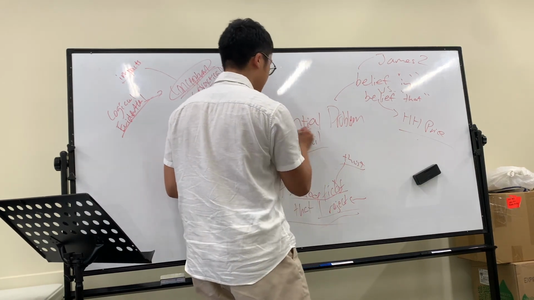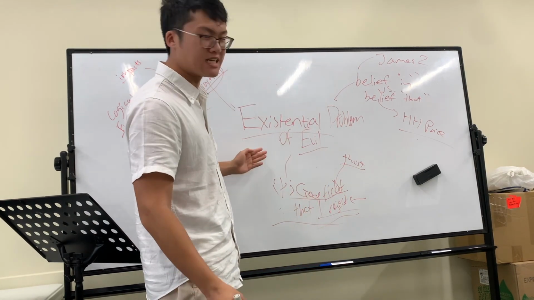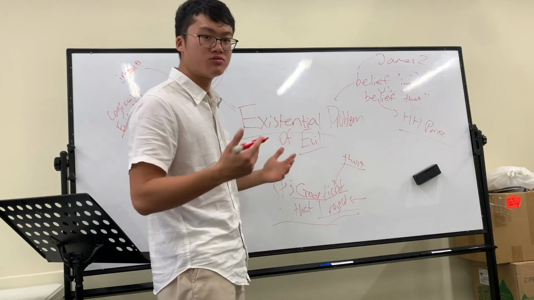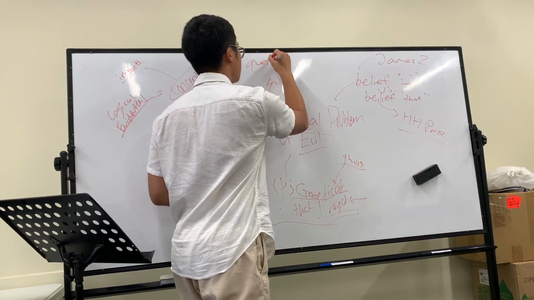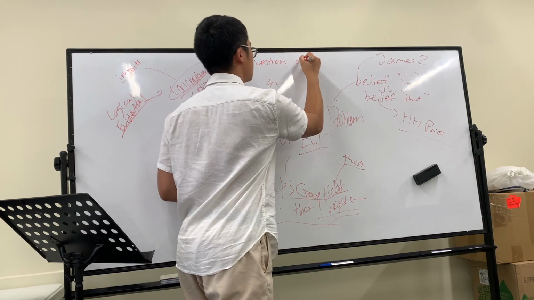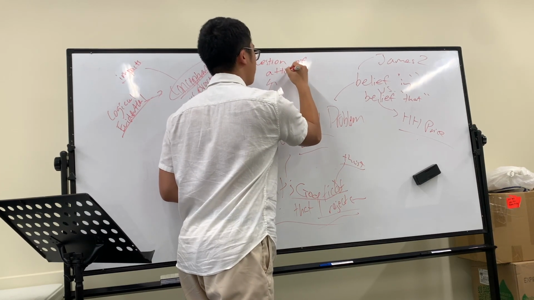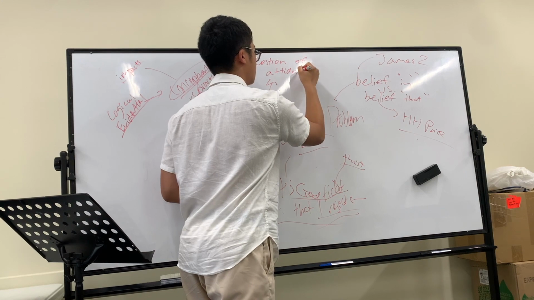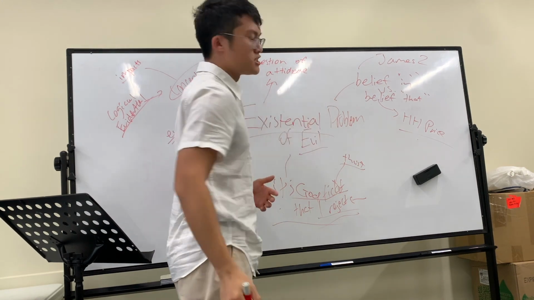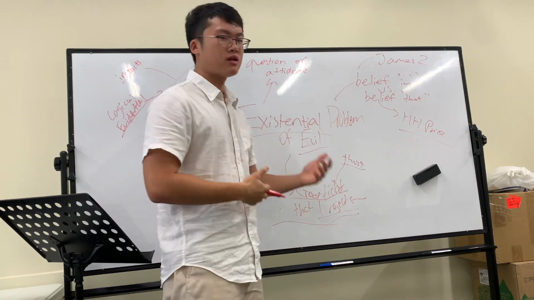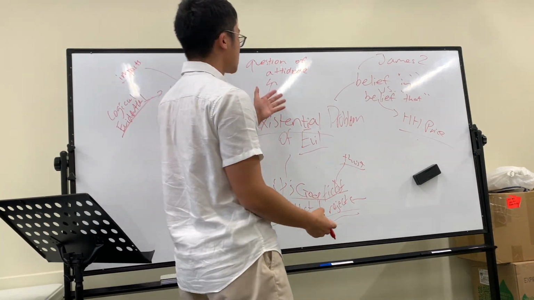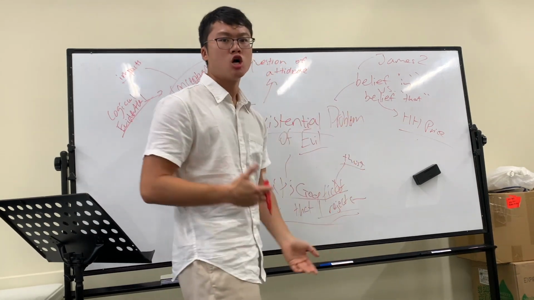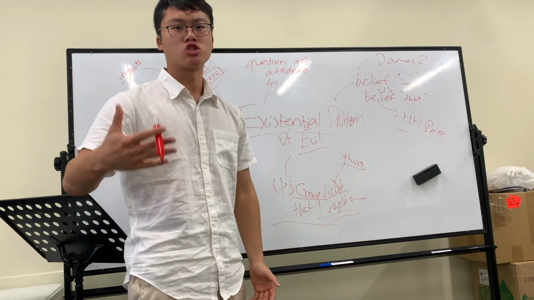What we're talking about, driving it back to the existential problem of evil, is that the existential problem of evil all along is a question of attitude. It is not about whether God exists or not. It's not a question of how likely God exists, as you see in the logical or evidential problem of evil. It's a question of, even if God exists, what is our attitude towards God?